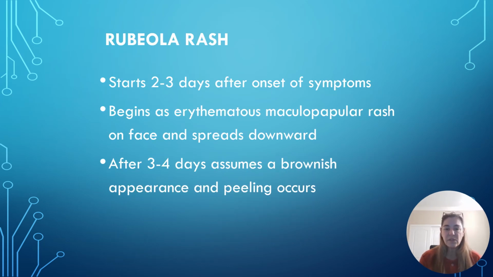And then a rash appears, an erythematous maculopapular rash, and it starts on the face and spreads down the body. After 3 or 4 days, it becomes brownish in appearance, and then you have peeling. The skin will start peeling.